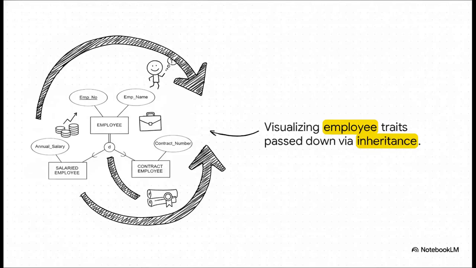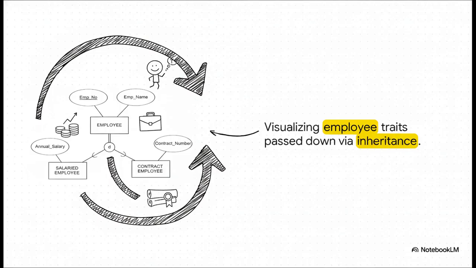Now, what's really interesting about this setup is how efficient it gets. Picture the generic employee box sitting at the top. Imagine an employee. Let's call them E101. Because the employee number and name are attached to that top-level superclass, E101 gets those basics totally automatically.